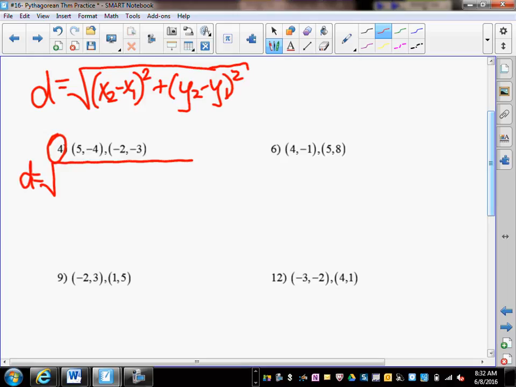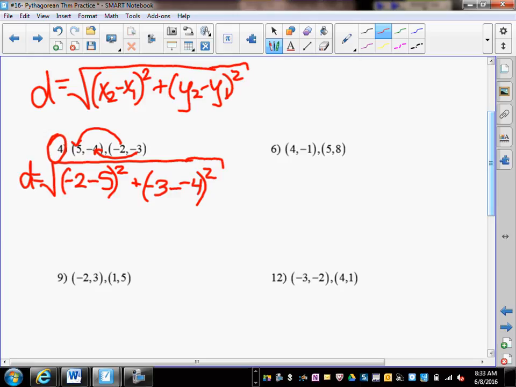Square root. A big mistake a lot of students make is they forget your square root, so make sure you don't lose that. Square root of x minus x, negative 2 minus 5, close your parentheses, square root, plus negative 3 minus a negative 4. Be very careful as you're dealing with negatives. It's something we've struggled with all year. So be very careful and pay close attention to that. All right. Questions on how we set this up?